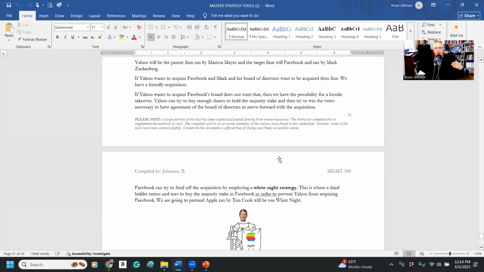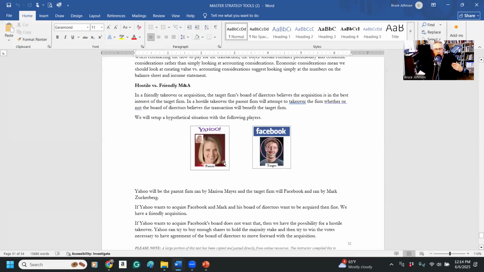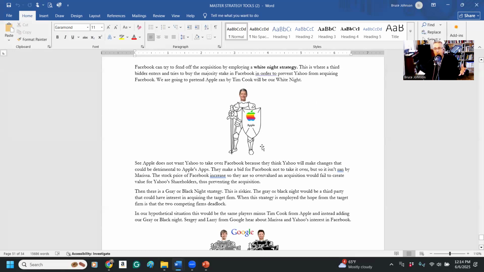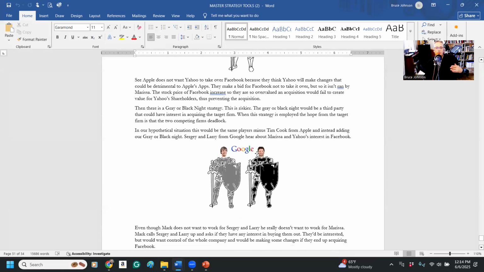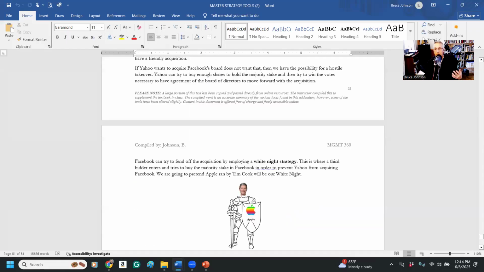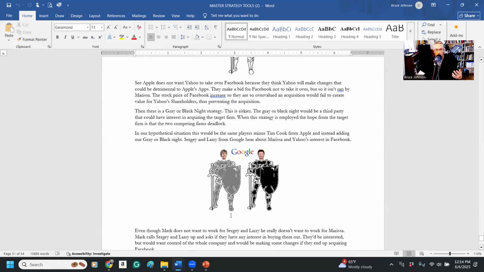Then you have what's called a gray knight or a black knight strategy. A gray knight or a black knight might be: Zuckerberg does not want to get acquired by Yahoo. His preference would be Apple, but Apple said no. Well, then there's Google. So maybe Google could come in. Now, Mark probably doesn't want to be owned by Google. In fact, maybe he really doesn't want to. But if he had to choose between Google and Yahoo, his preference would be to be owned by Google.